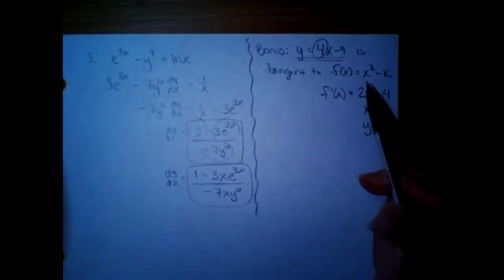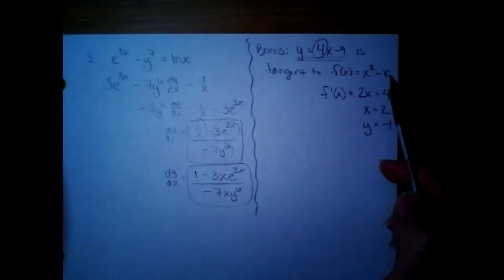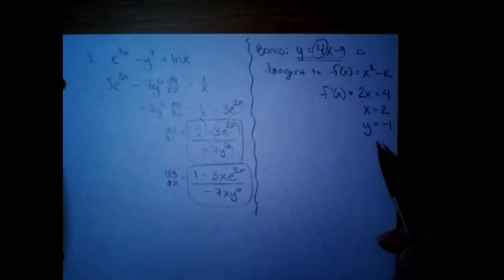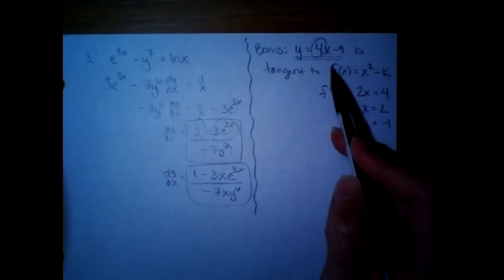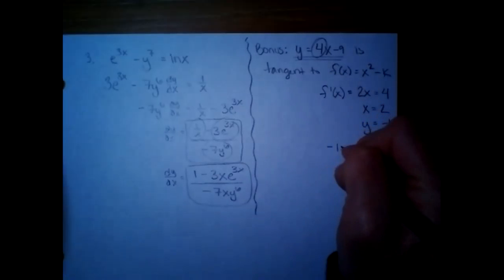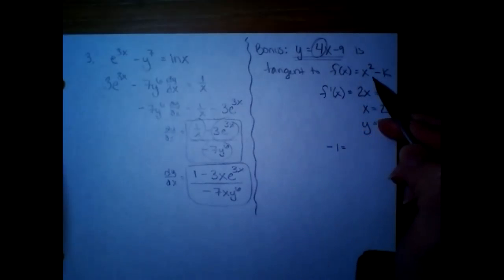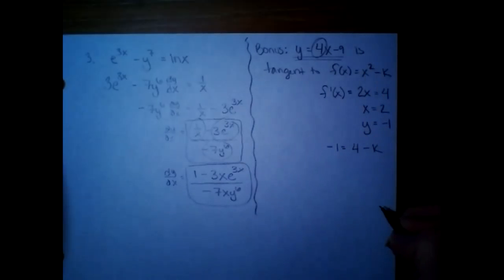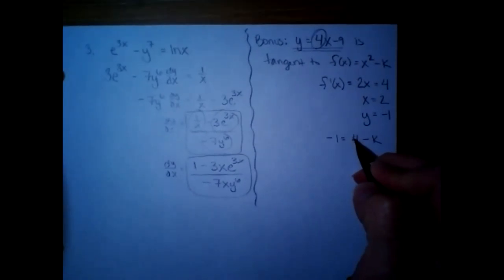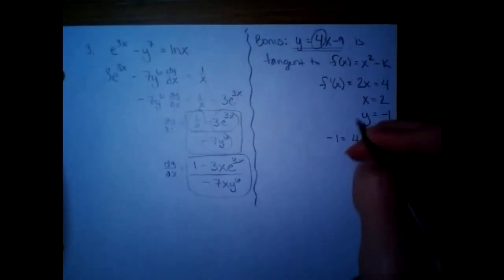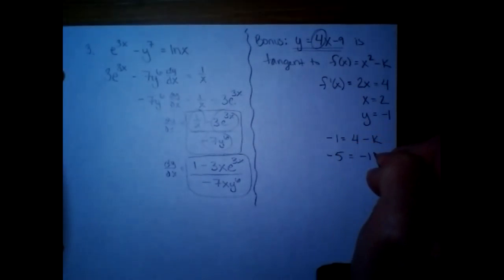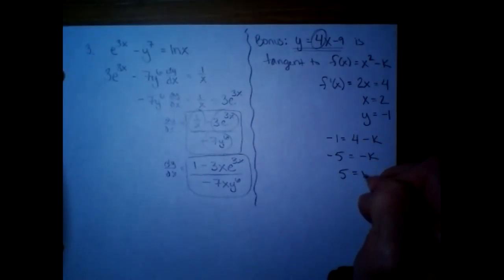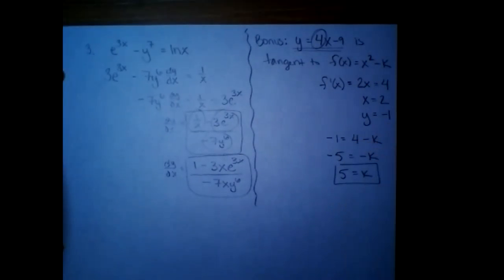And then I'm going to plug into this function to get k. So the f of x, that's y, the output. I'm going to put negative 1 in for that. And then 2 in for x. So 2 squared would be 4. Then minus k. And then I'm going to just solve for k. So I'll subtract over the 4. And then the negatives are going to cancel. So this would be your final answer.